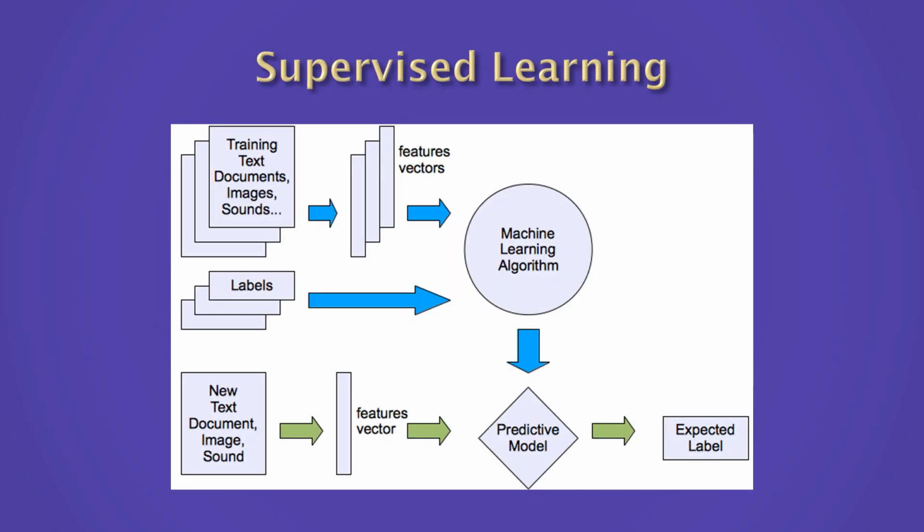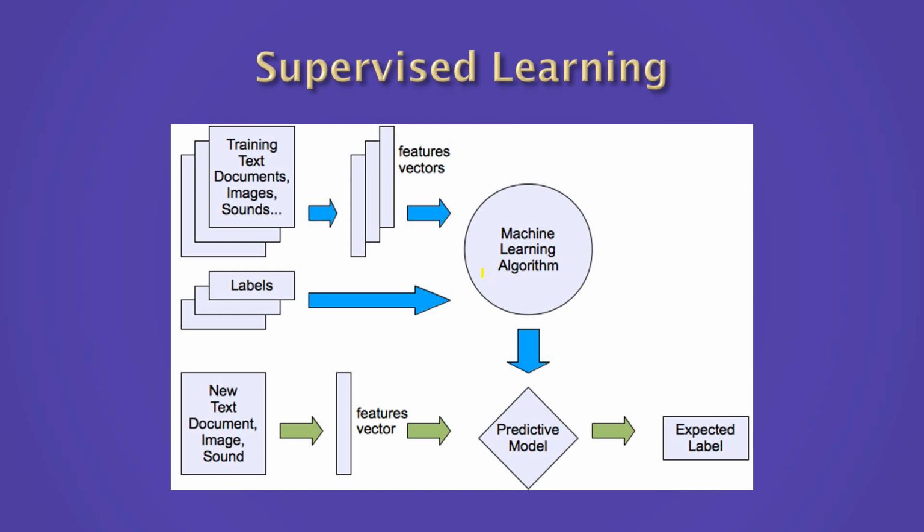Once again, this is another diagram which shows supervised learning. So what is the meaning of supervised learning? In training, the labeled data will be there. Here, see, training text documents and labeled data, and the feature set is given. We apply the machine learning algorithm and get the predictive model. Here a new text document, image, sound, or new feature vector is given. Then the expected label, the data item will be mapped.